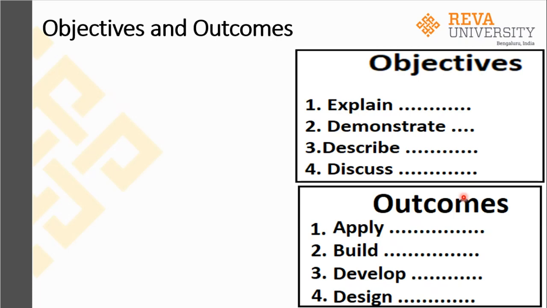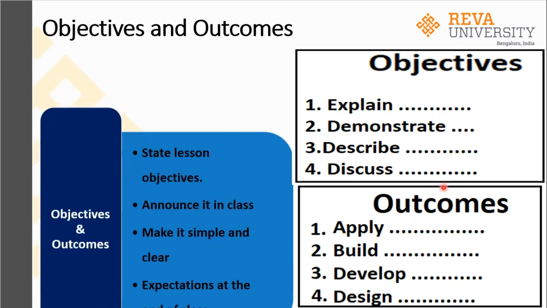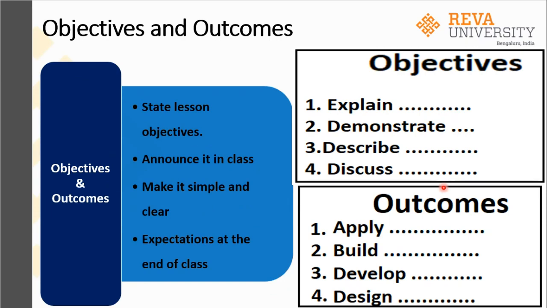And outcomes: they should be able to apply the methods or the concepts that you teach in the class. They must be able to develop a new method or develop these strategies. They must be able to apply the concepts to real-world applications, or they must be able to design a new circuit. So like this, the students must have clear outcomes.